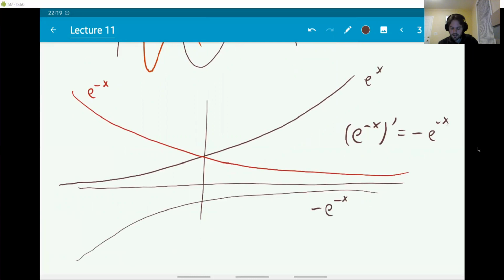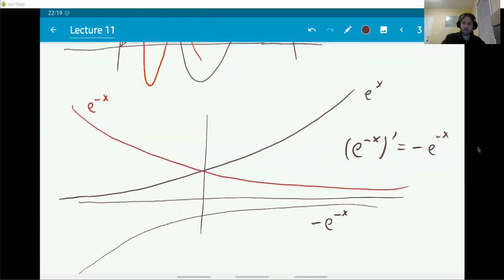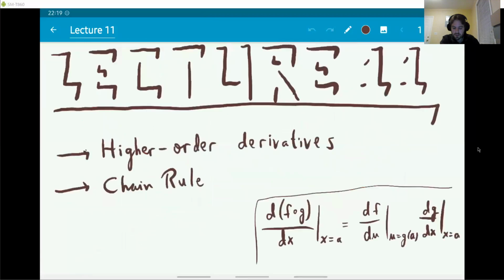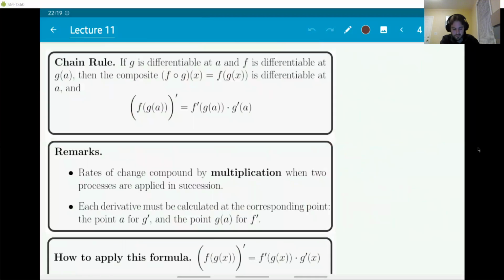So once again, it's the minus sign that was inside here, the minus x, that is affecting the value of the derivative. Okay, so we need to understand better what happens when you combine two functions, like in here, the minus x function with the exponential function. That's what the chain rule is going to be about. So chain rule. The formula is right here.